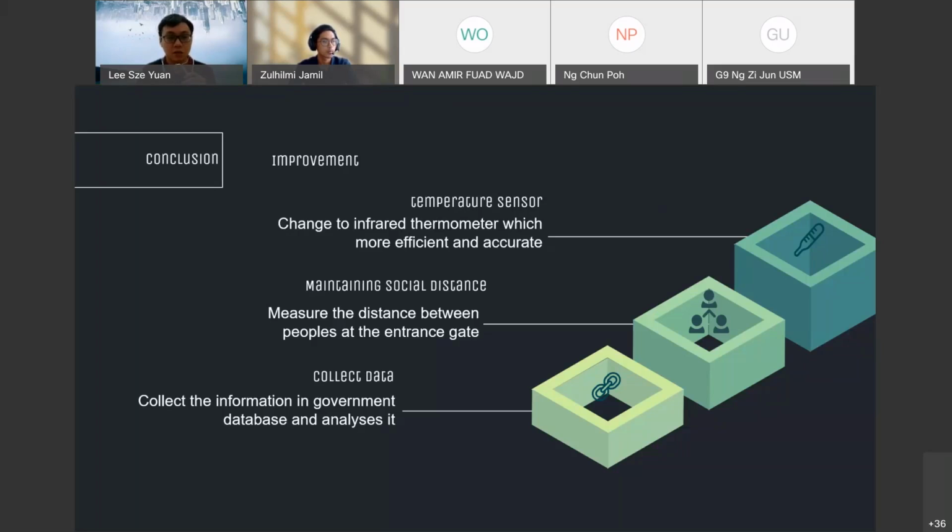So the third, if we put in a camera also, we can get the face of the visitor, so that we can get the data and pass it to the government database, and analysis can determine who and when he went to the place, and we can know his location, his conditions, and make the tracing efficient. So I think that's it from us. Thank you.